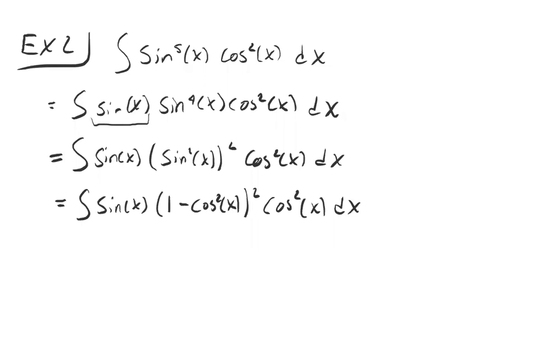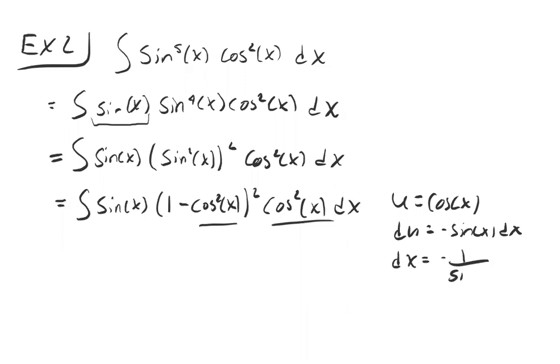And now, I have these cosines here. And I have a sine here, sine dx. So it looks like I can do a u substitution now. It looks like I can set u equal to cosine x. That way du is negative sine of x dx. dx is minus 1 over sine of x du.